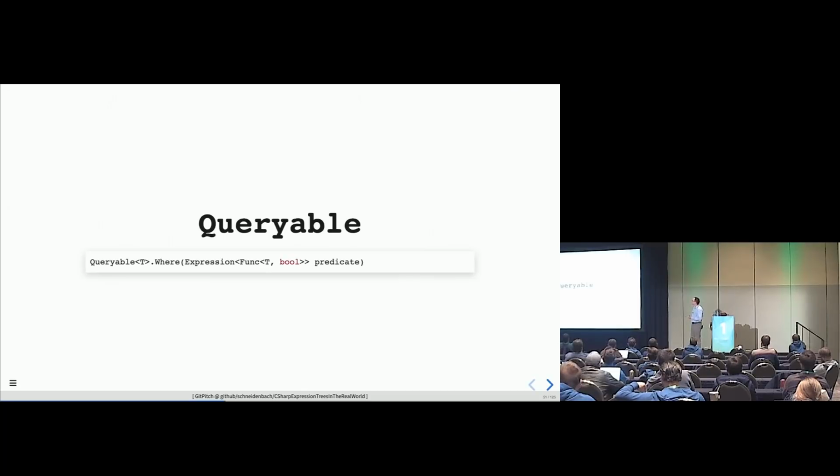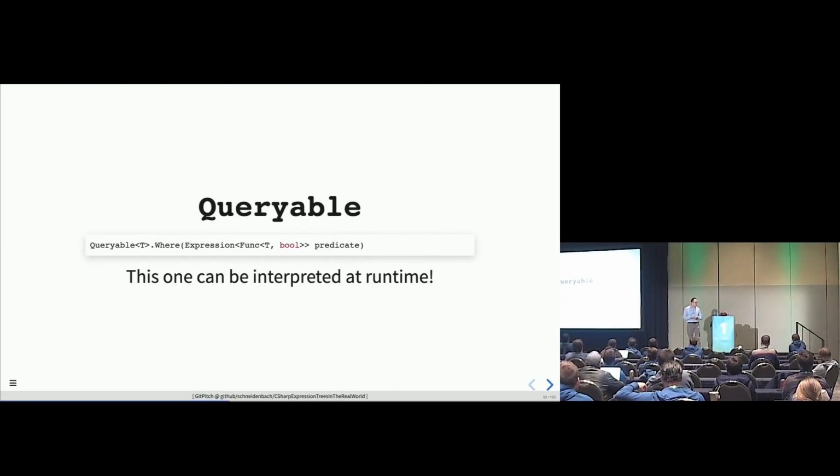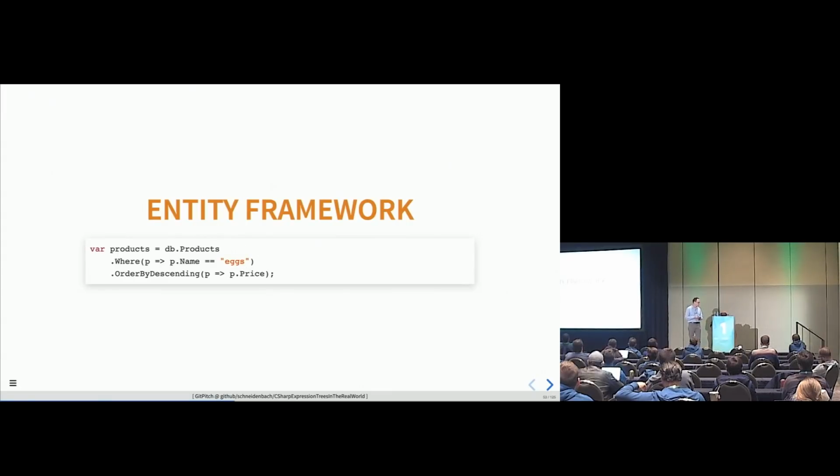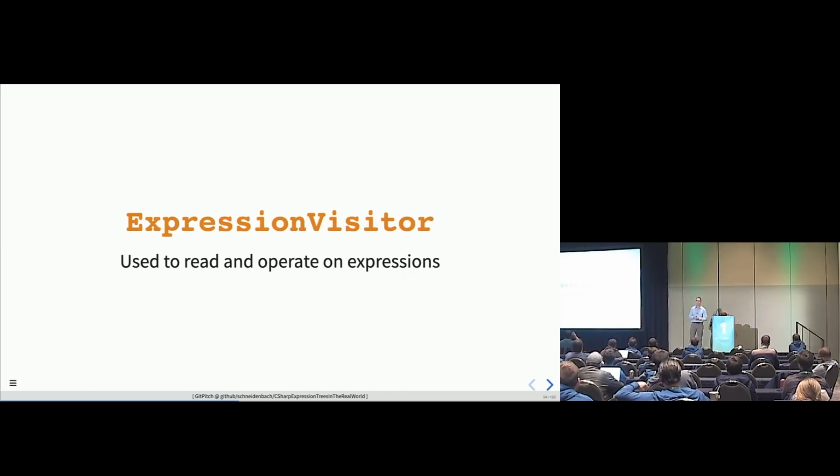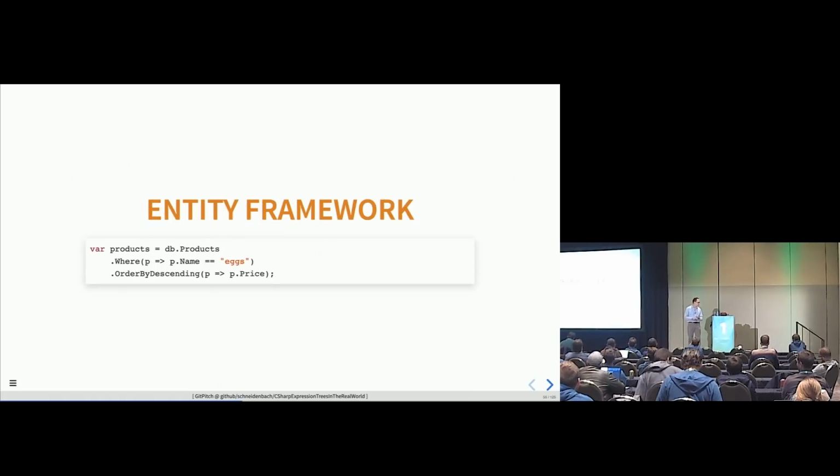But Queryable is a little different. Queryable doesn't take in functions, it takes in expressions that describe functions. So what does that mean? That means that this one can be interpreted at runtime by Entity Framework, which is really awesome. So this is our little LINQ query that we need to decompose into its component parts and turn into SQL. And how does it make that magic happen? It does that by implementing something called an expression visitor, which is used to read and operate and sometimes modify expressions. So let me show you.